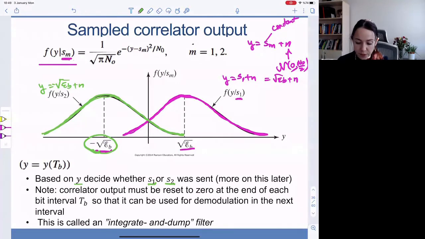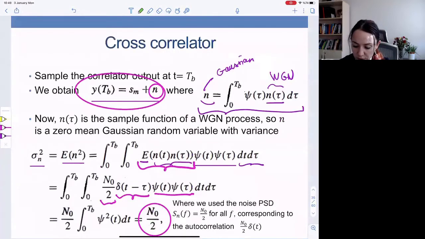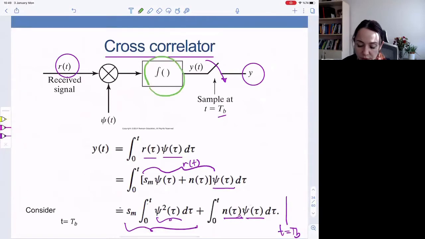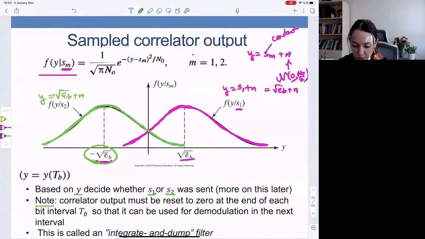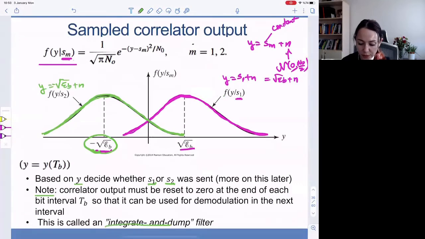All right. By the way, as a note, notice that we have used this correlator. We have used integration, and then we've taken a sample at the end of the integration. But an integrator must be used with care because an integrator has memory. Okay, so essentially we need to ensure that we reset the integral result to 0 at the end of every sampling interval. This is called integrate and dump. Okay, it's called an integrate and dump filter.